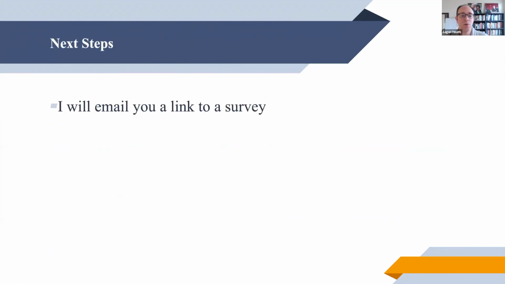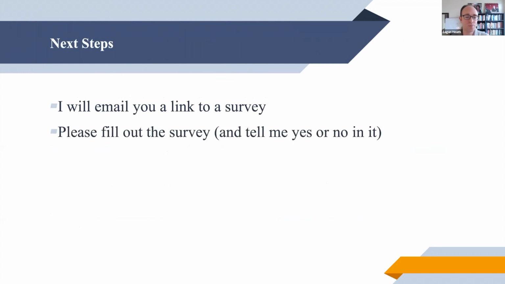Next steps: I will email you a link to a survey. Even if you don't want to take the course, please fill it out and let me know what you thought and why. If you're interested, it'll ask yes, and then which pricing option you want to go with. So yes, fill out the survey and tell me yes or no on it, even if you don't want to take the course, so it helps me craft the offer and do better next time.